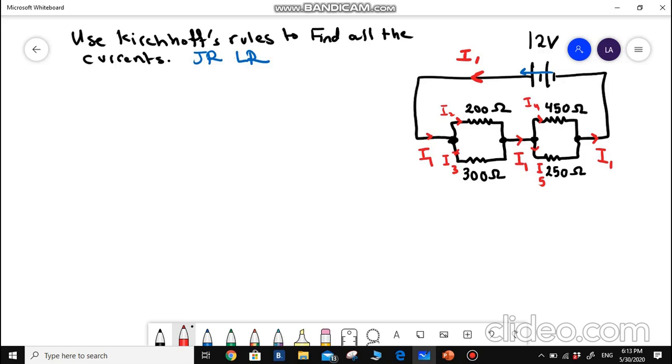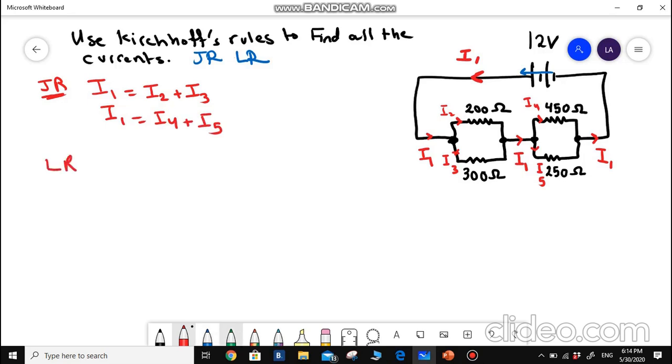To do this, we need to start. Let's start by the junction rule. We say that here at this junction, I1 is equal to I2 plus I3. Also, I1 is equal to I4 plus I5. Now we will start applying the loop rule.